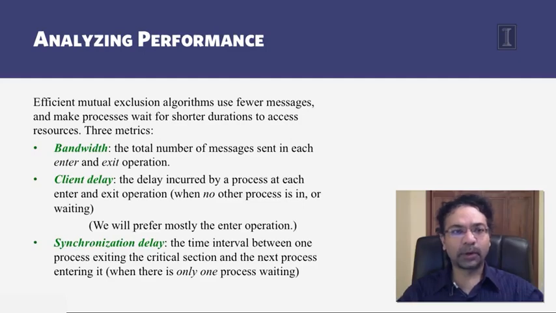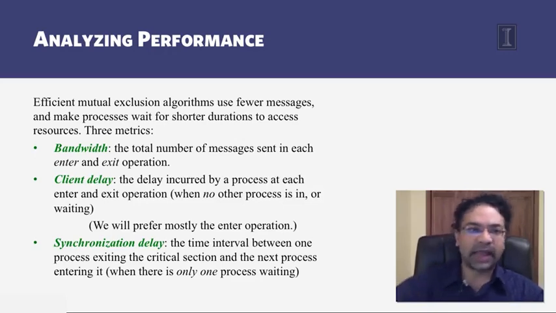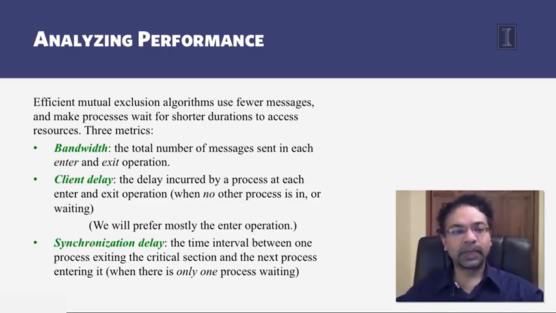What about performance properties? There are two requirements from mutual exclusion algorithms. One is that they involve few messages, which means that they're incurring lower overhead on the network itself. And second is that they incur low delays at the clients that access the critical section. This means that the overhead of accessing critical sections and releasing them is fairly low. There are three metrics that capture these. The first is bandwidth, which is simply the total number of messages sent in the enter and exit functions.